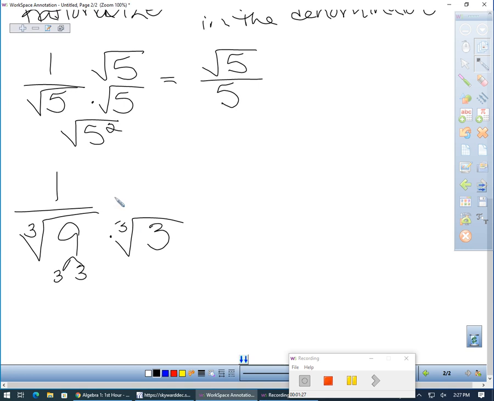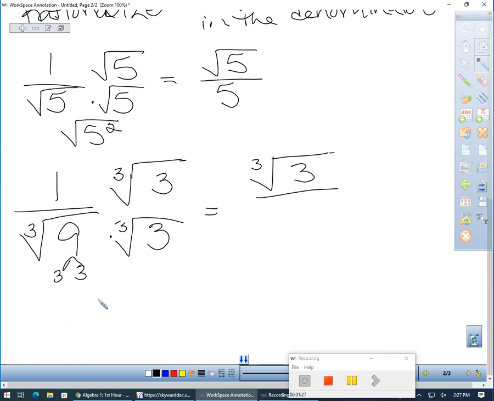Whatever I do to the bottom, I'm going to do to the top. So on top, 1 times the cube root of 3 is the cube root of 3. On the bottom, 9. no. It's the cube root of 27.